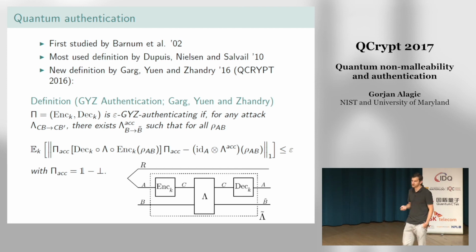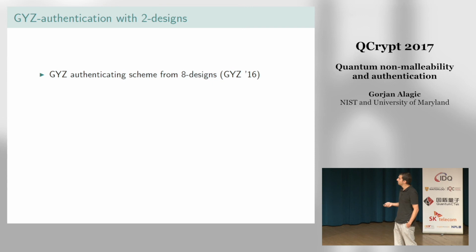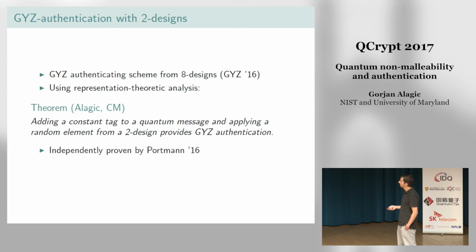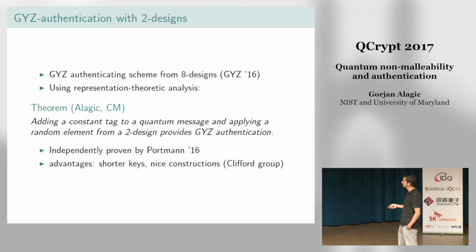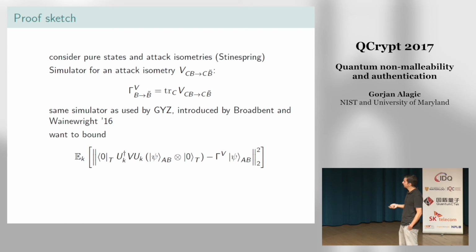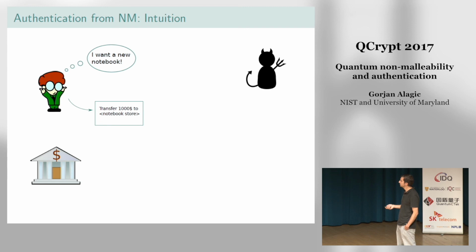So I'm running out of time, so I won't go into the details of that. But as I said before, we were able to show that 2-designs are enough. So Clifford circuits are enough, again, to satisfy this kind of authentication. Chris Portmann also showed this independently, and he might talk about this next or later today. Our proof just uses some very basic representation theoretic techniques that I won't go into. Let me just tell you in the last slide how to get authentication from non-malleability in a fairly obvious way, I think.